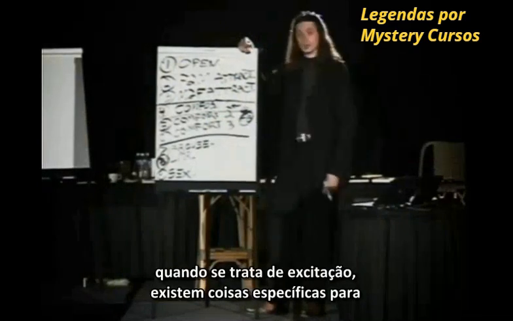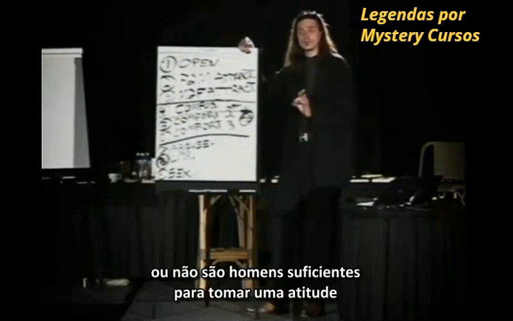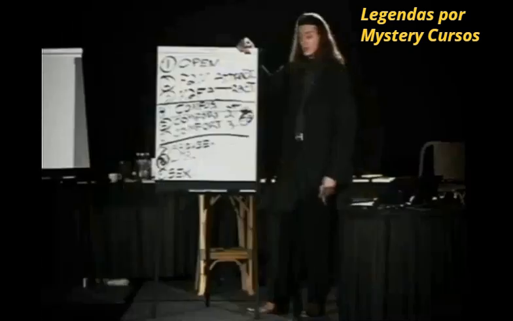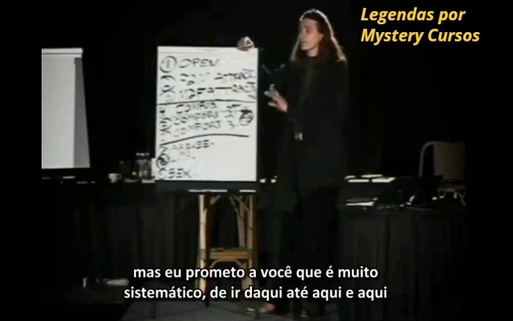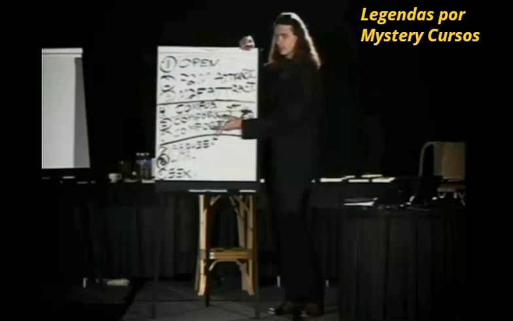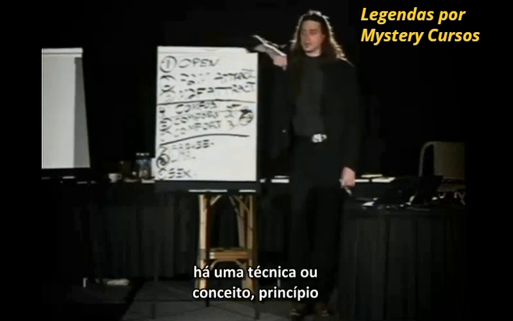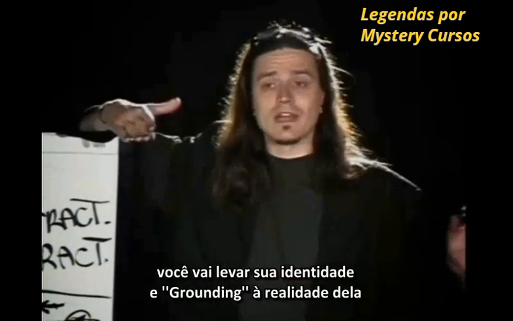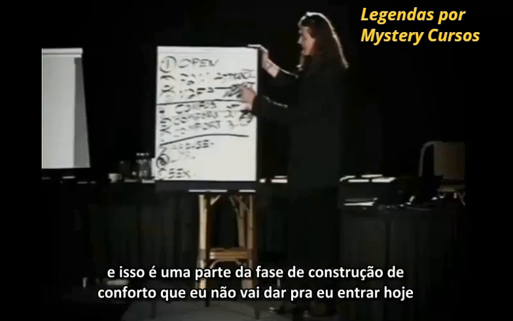When it comes to arousal, there are specific things to arouse a woman. People actually don't know how to do it, or they're too chicken to make the move. There are 3 comfort levels. Unfortunately, I don't have the time here today, but I promise you it's very systematic to go from here to here to here. There's a technique or a concept, a principle I call grounding, where you're going to take your identity and ground it to her reality. And that's a part of the comfort building phase. I can't get into that today.